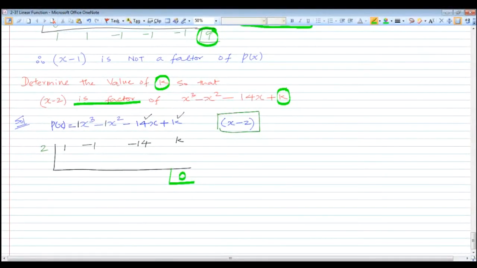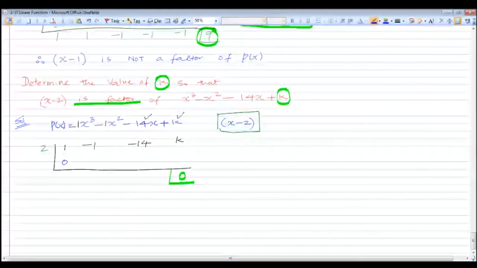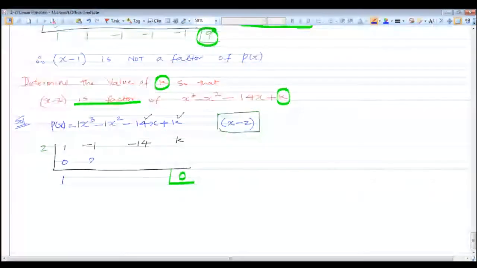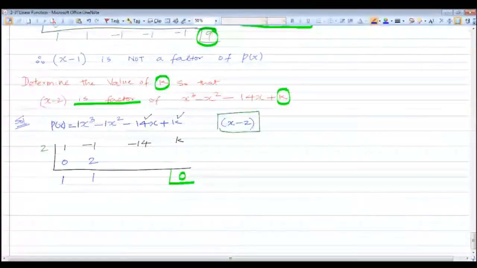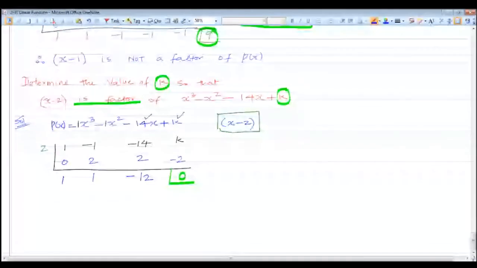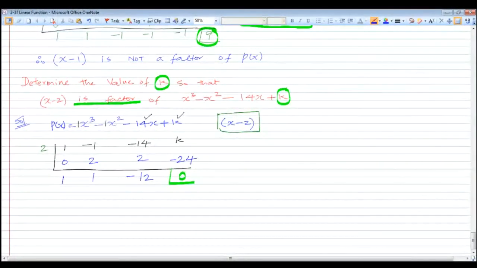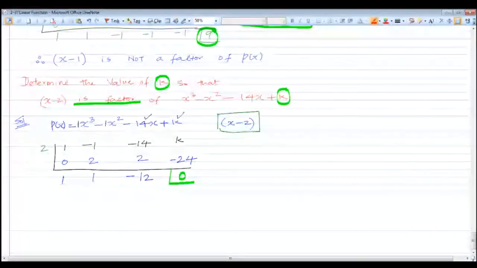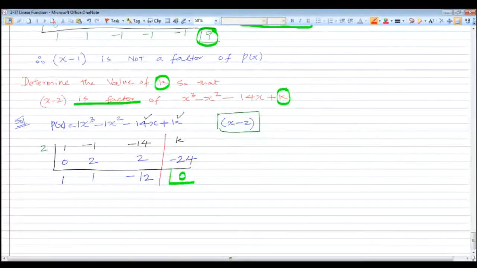Now start processing the values. First bring down 0. 0 add 1. Multiply, you will get 2. Add it, you will get plus 1. Plus 2 minus 1, it is 1. So here 2 into 1, you will get again 2. Multiply by minus 12, you get minus 24. So now you have k plus 24. Very good.